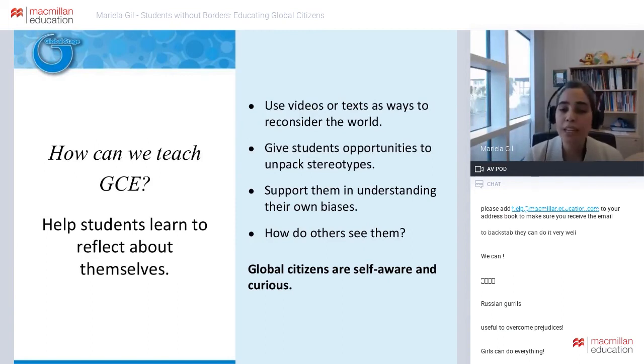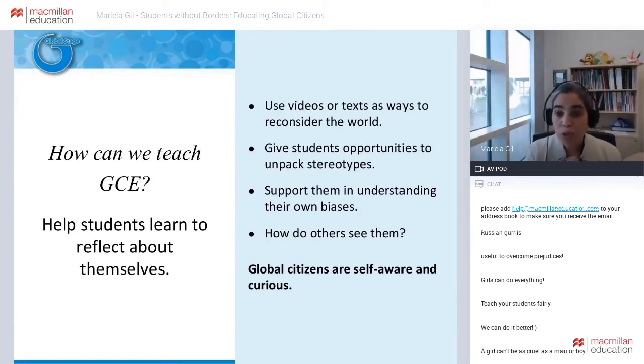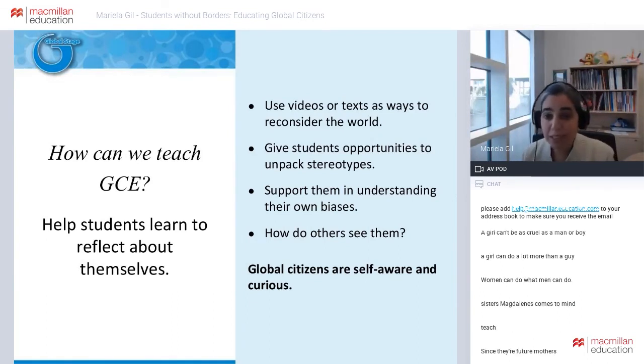So you can use videos and texts as ways to think about your own stereotypes, your own thoughts that are not giving others full humanity, that are looking at others as a cardboard cutout. So support your students, find opportunities for them to reflect on what their own stereotypes are and what their own biases are. To be a human is to have stereotypes.